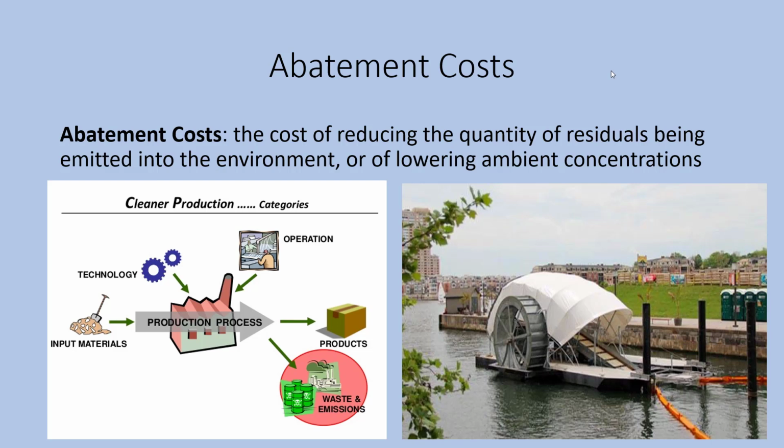So abatement costs are the cost of reducing the quantity of residuals being emitted into the environment, if we're talking about lowering those emission damages, or again, the cost of reducing the ambient concentrations of pollution, if we're talking about reducing those ambient damages, right? So for example, if we have a factory that decides to clean up its production process in such a way to reduce the amount of waste and emissions it has, right, there could be a cost to that, right? There could be a cost to, again, being more environmentally friendly or greener, right?